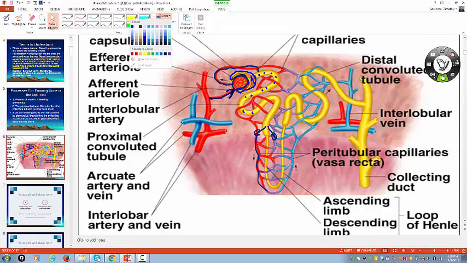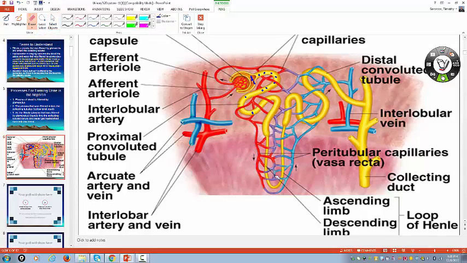So first of all, you have the afferent arteriole, and the afferent arteriole takes that arterial blood into this ball of capillaries called the glomerulus. And the glomerulus is actually a little more porous than your normal capillaries, so it allows the plasma to be filtered effectively. What's not filtered by the glomerulus then leaves the glomerulus through the efferent arteriole.